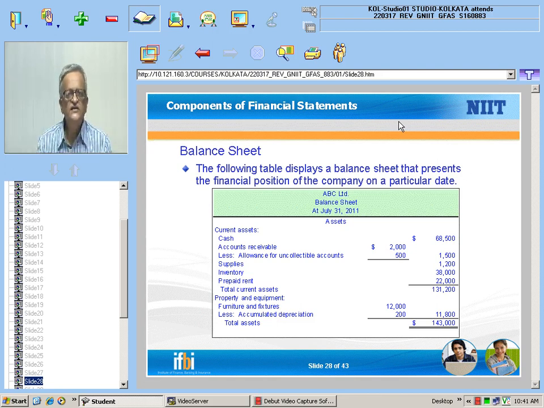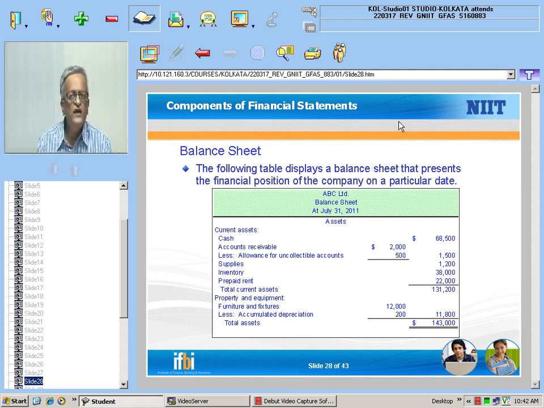This is the asset side of the balance sheet. Please see again, we have divided it into two parts, current assets and non-current assets. Non-current assets mainly relate to PPE, property, plant and equipment. Current assets and non-current assets.